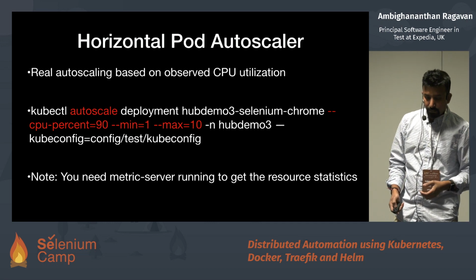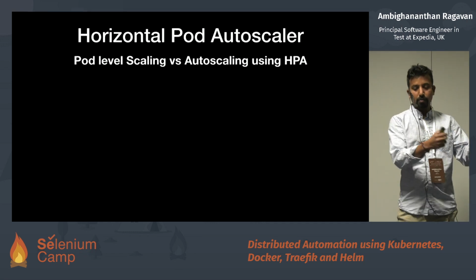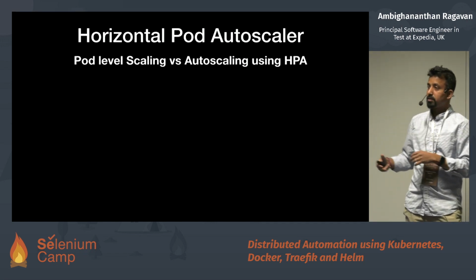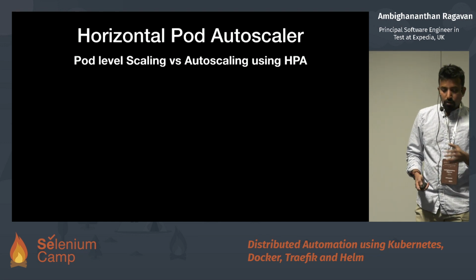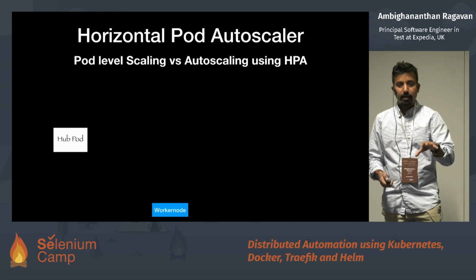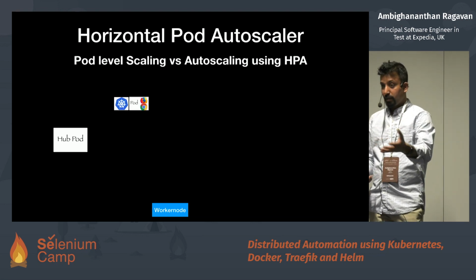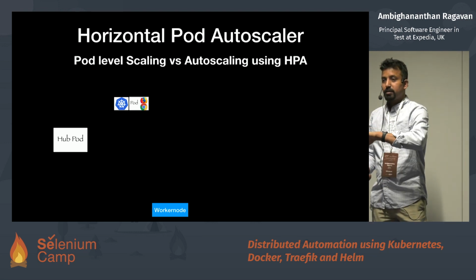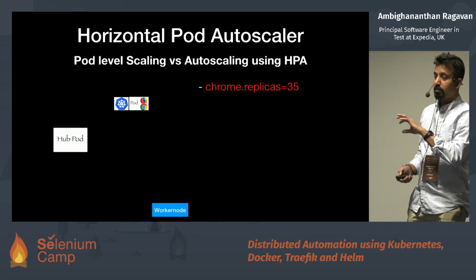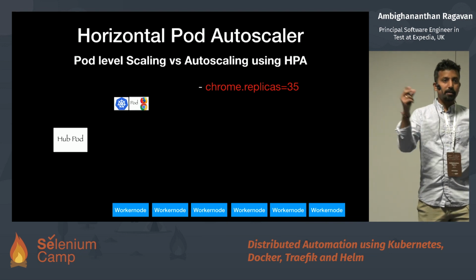And I also want to explain visually how pod level scaling and actual autoscaling using the horizontal pod autoscaler work. So normally in Kubernetes, you will have a worker node for basic processes running, and then once you create a hub based on my input, it will have one hub and one node by default. This is regular scaling, not autoscaling. And when I say I want Chrome replica 35, 35 Chromes attached to my hub, the first thing that will happen is Kubernetes will know, oh, I need to create 35 pods.